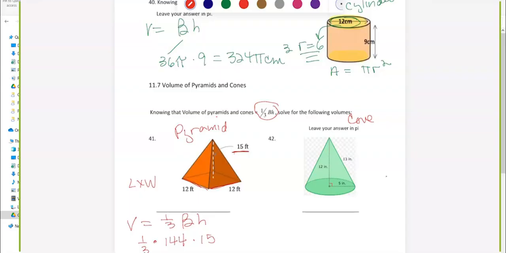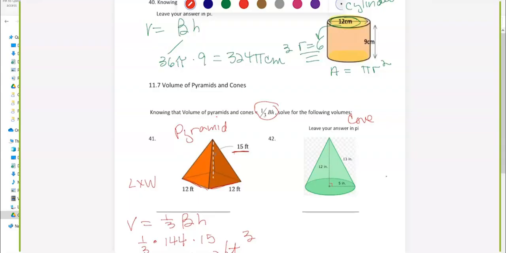First, I took 144 times 15, and then I divided that by 3. And I'm getting 720, and I have feet for units this time, and once again, they are cubed. So I can say I have 720 feet cubed in volume, or I can say I have 720 cubic feet. Either way, it's correct. But don't forget your units.